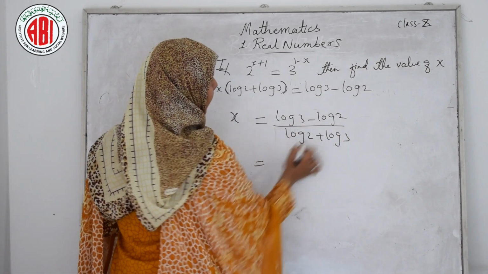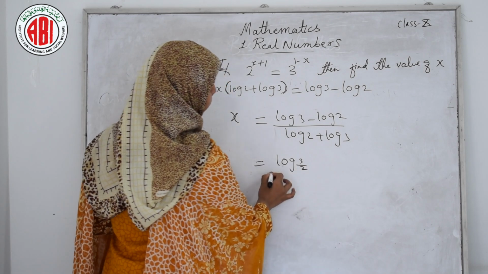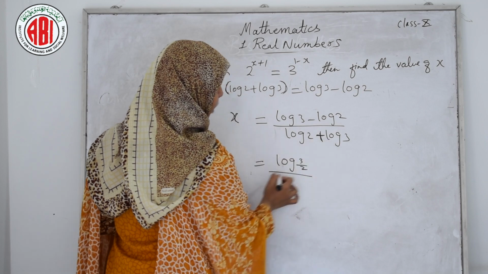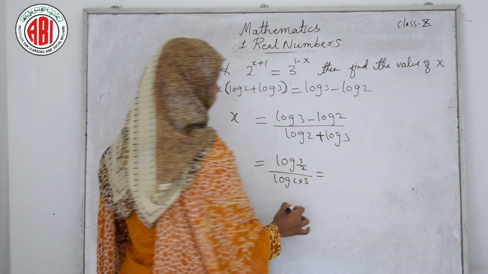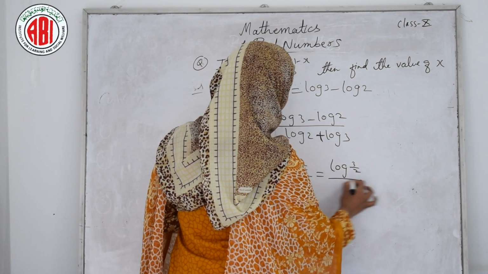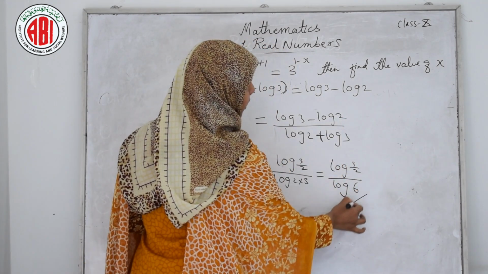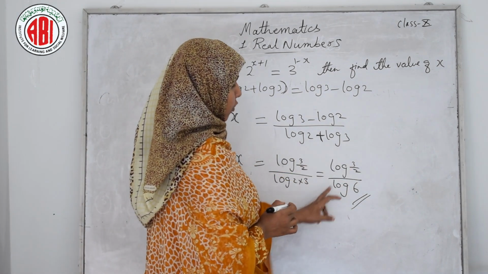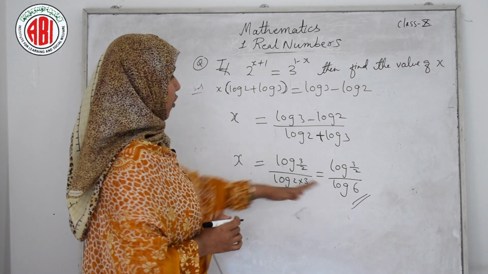Now log 3 minus log 2 means log 3 by 2, right? And log 2 plus log 3 means log 2 into 3. That is log 3 by 2 divided by log 2 into 3, which is log 6. So this is the answer of x. This is the value of x: log 3 by 2 divided by log 6.